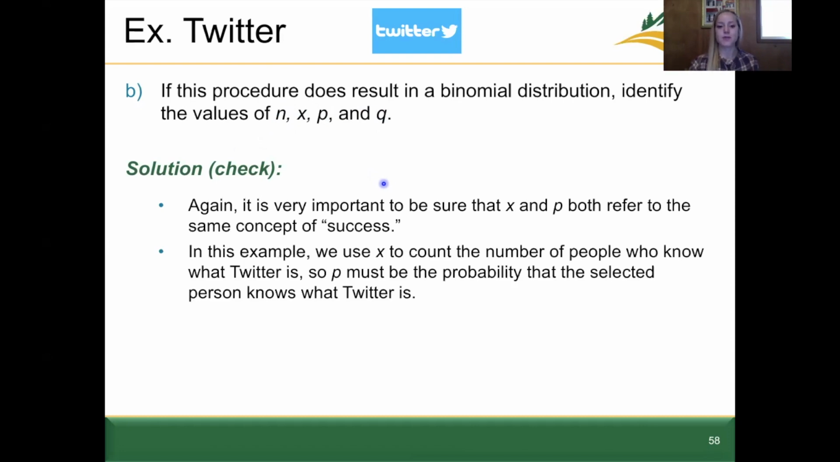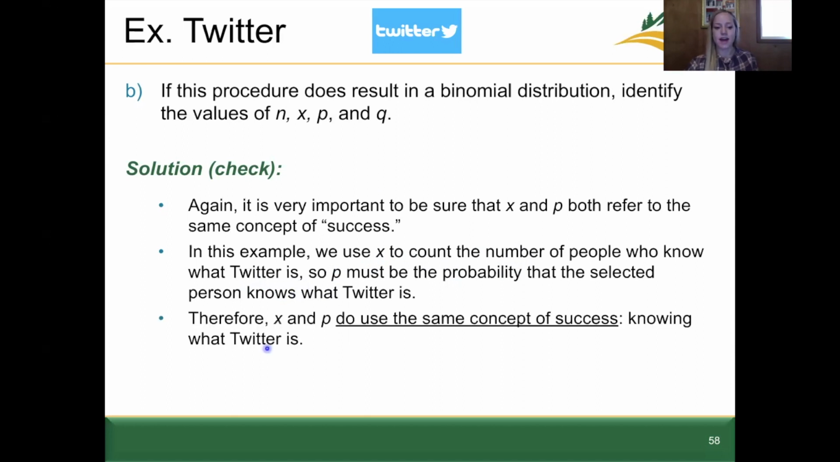So in this example, we use x or s to count the number of people who know what Twitter is. Therefore, lowercase p has to reflect the probability that the selected person knows what Twitter is. That has to be lowercase p. Then we can check this. X or s, we're using those interchangeably, and p do use the same concept of success, that a person randomly selected does know what Twitter is. It's so important that X and S and P are all reflecting the same concept of success.